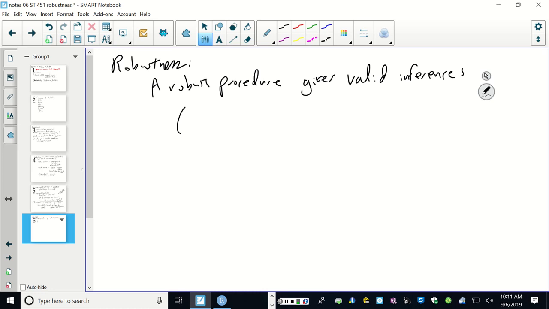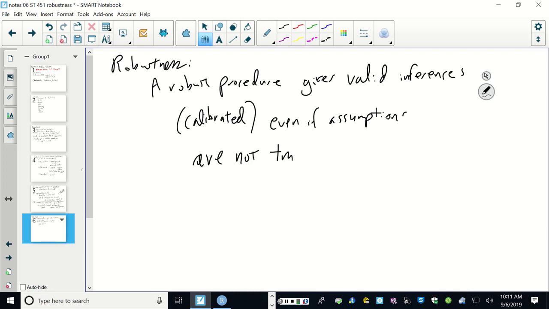So valid inferences, I'll write in here this word calibrated, meaning that in the long run they achieve what they would achieve with this type of data that depart from assumptions. A robust procedure gives valid inferences even if assumptions are not true, even if maybe some assumptions are somewhat not true.